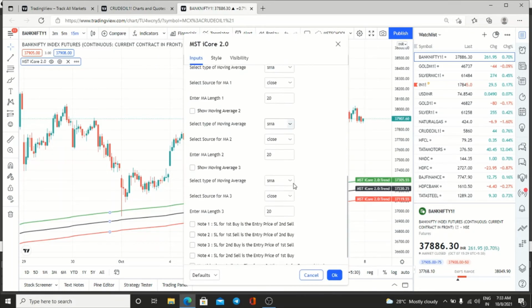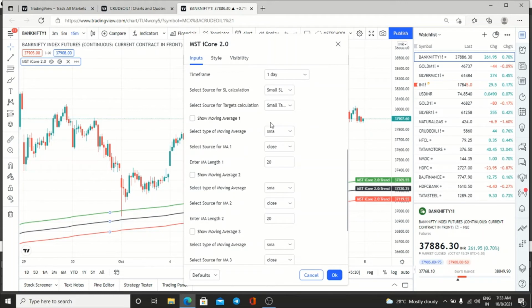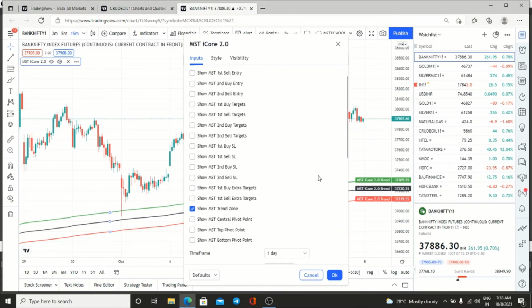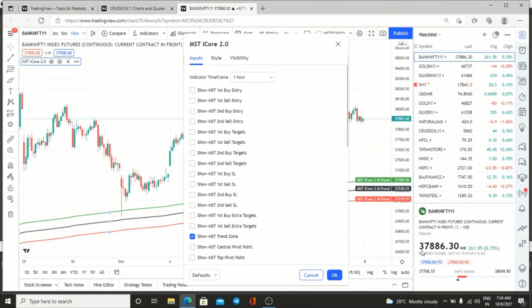There are many things I have given here. An extra moving average is also given. So if you want, you can select simple moving average or EMA, WMA or SWMA or VWMA, whichever you want. You can give the input based on your convenience. You can give the numbers based on your convenience. Okay, that's all. The basic strategy is very simple. Once again, repeat.